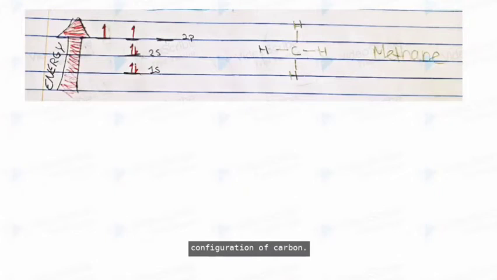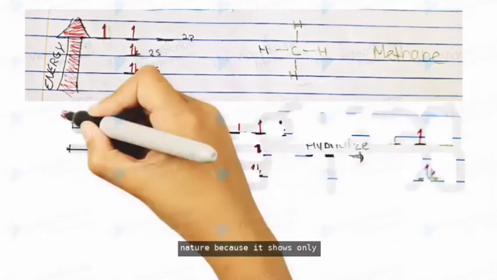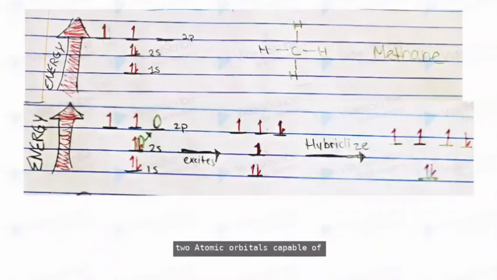Recall the electron configuration of carbon. It can't satisfactorily describe methane's bonding nature because it shows only 2 atomic orbitals capable of forming bonds. We know a carbon forms 4 bonds, not 2. We can solve this by imagining an excited state of carbon. A 2s electron promotes to a 2p orbital. Now we have 4 orbitals for bonding.